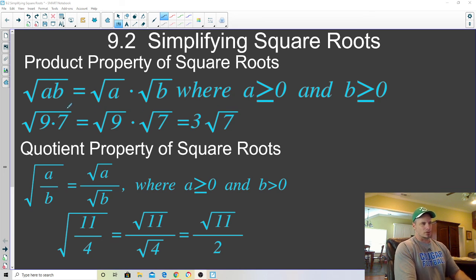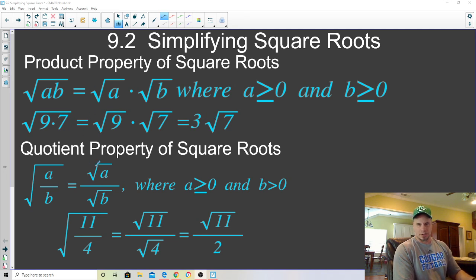So in other words, if you have 9 times 7 underneath the radical, you can split it up like this. And if I split it up like this, I notice that 9 is a perfect square and has a square root of 3. So it can be written like this. Instead of this, we have this. And this is a simplified version of this.